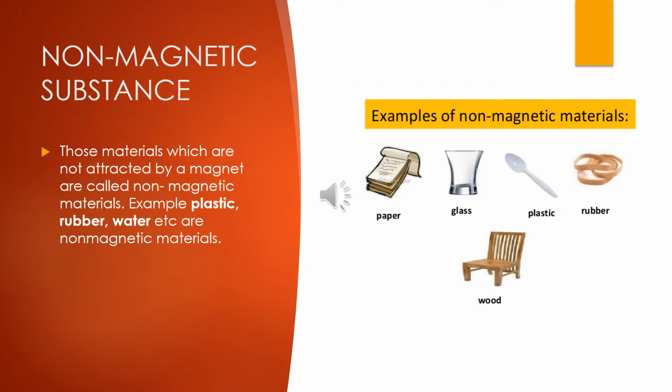So what are non-magnetic substances? Those materials which are not attracted by a magnet are called non-magnetic substances. Examples: plastic, rubber, water, etc.